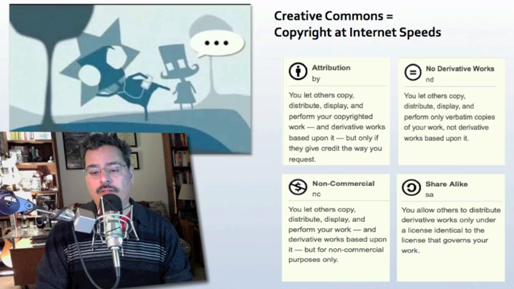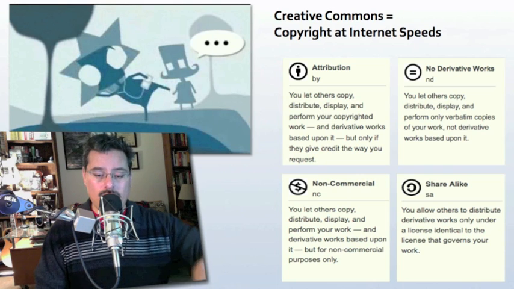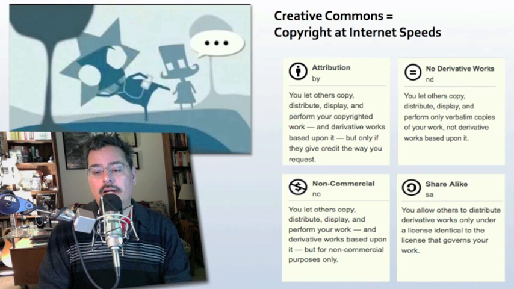And so if I said non-commercial and you want to make money on it, then it reverts back to the copyright mode of doing things.